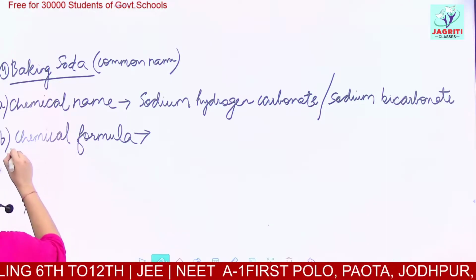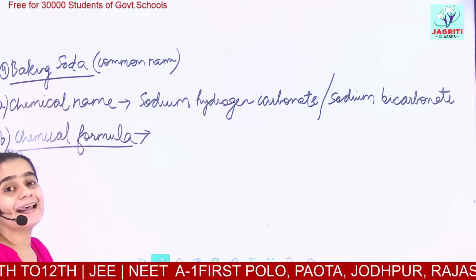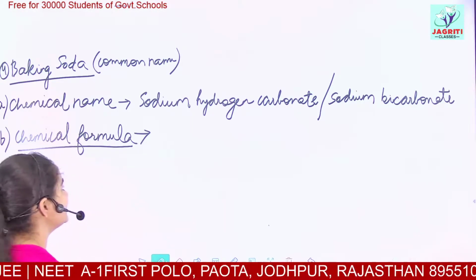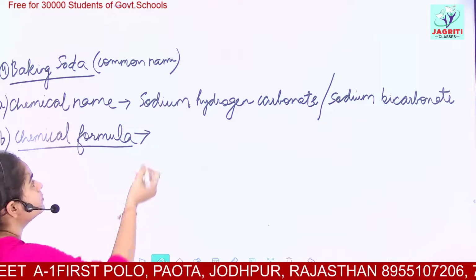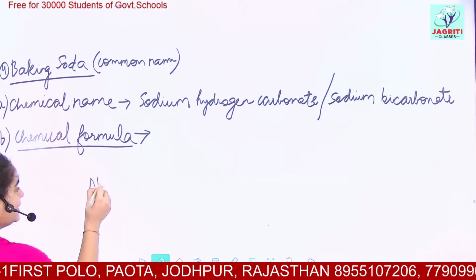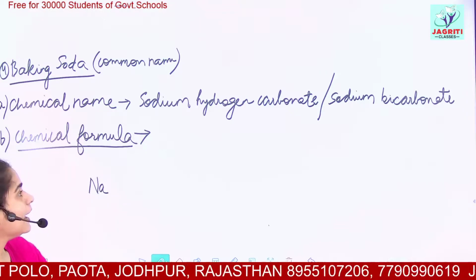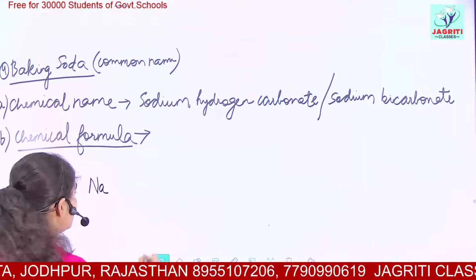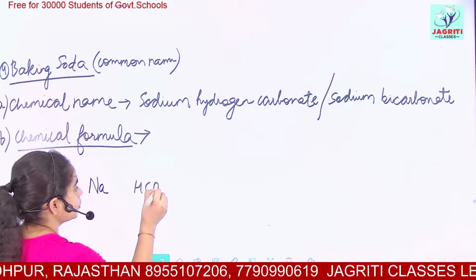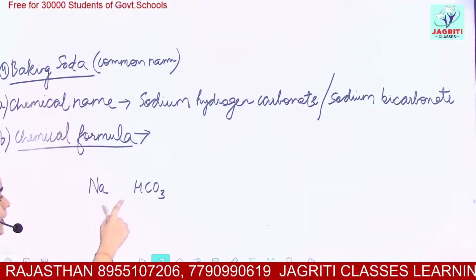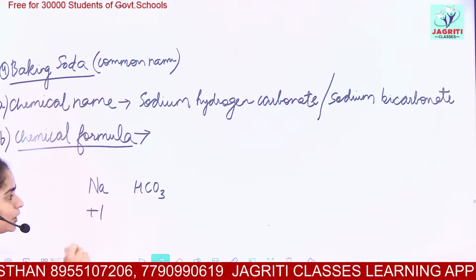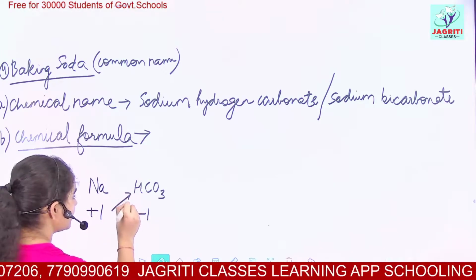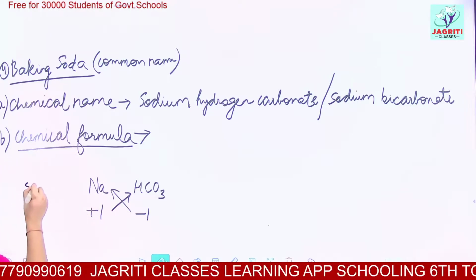Now we are dealing with the chemical formula. Can any one of you make its chemical formula? Yes, it is very easy. Let us try in a rough column. Na stands for sodium, and hydrogen carbonate or bicarbonate is one and the same thing. It is HCO3, bicarbonate. Sodium is +1 here and HCO3 is -1. When you cross multiply the valencies, this is the symbol.